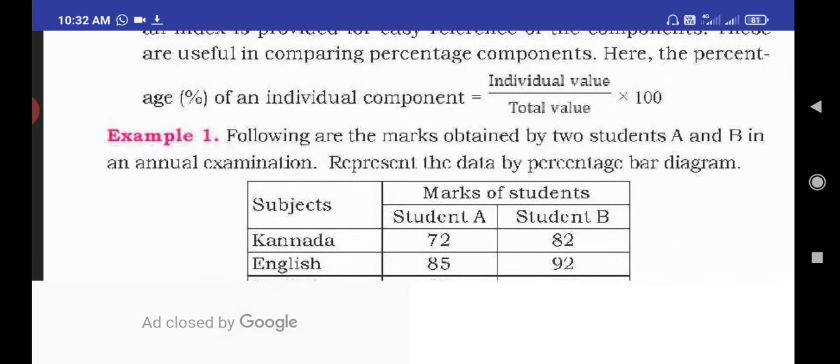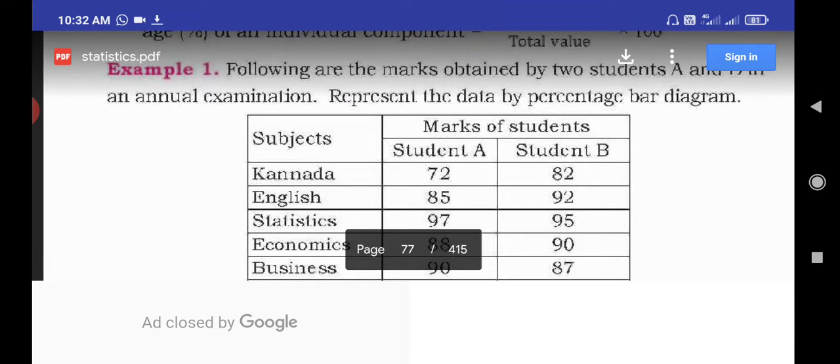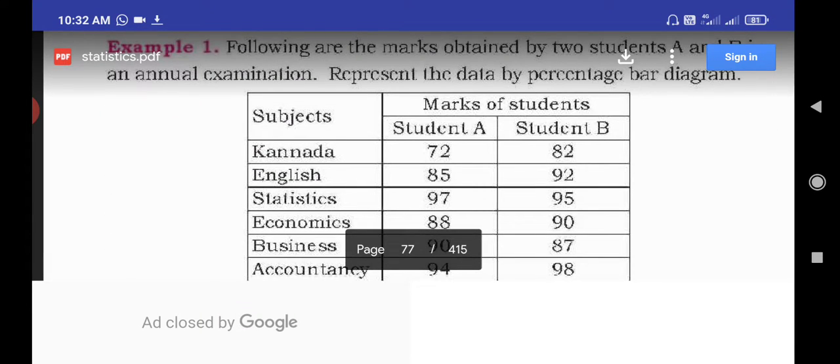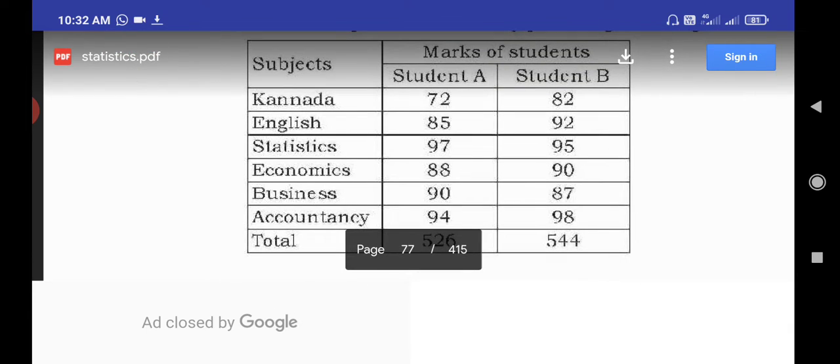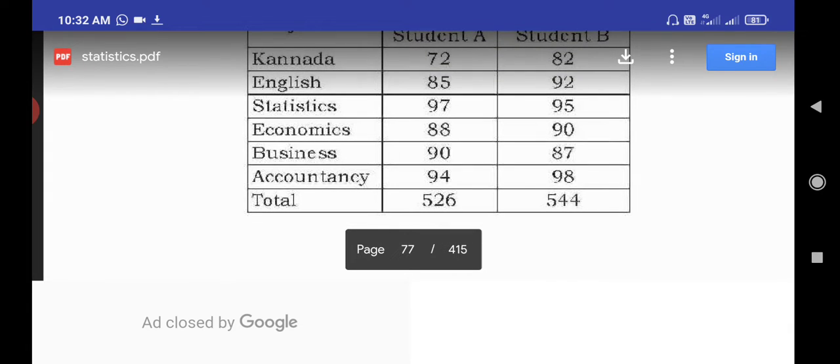Take an example here. In this problem they have given information of subjects and marks of students, student A, student B: Kannada, English, statistics, economics, business, accountancy. This is the given information. This is the original data. Student A: 72, 85, 97, 88, 90, 94. Total is 526. This is the original data.